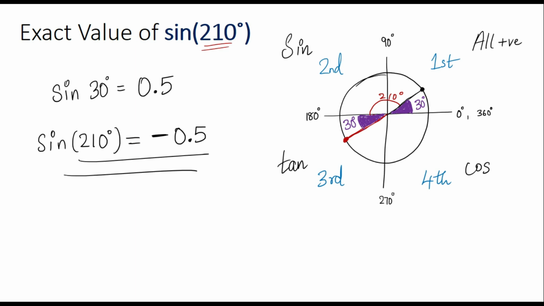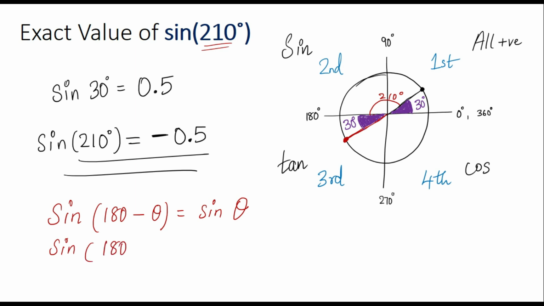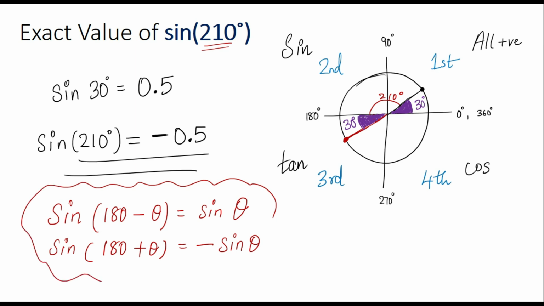Now for those who prefer memorizing a formula, you can put it this way. Sine of 180 minus theta is sine theta, and sine of 180 plus theta is minus sine theta. This is a formula that you can use in questions like this.